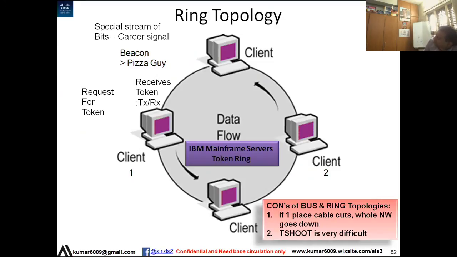So what is the difficulty or disadvantages in bus and ring topology? Bandwidth will be wasted. See, if one place the cable got cut, what will happen? Whole network will go down. Nobody can communicate with anyone. And where it got cut, finding that out is a difficulty. You cannot check each and every inch. For example, coaxial cable can go up to half a kilometer without a repeater.